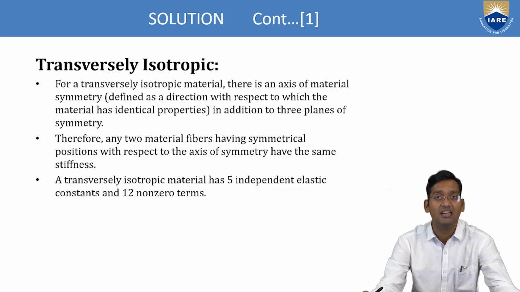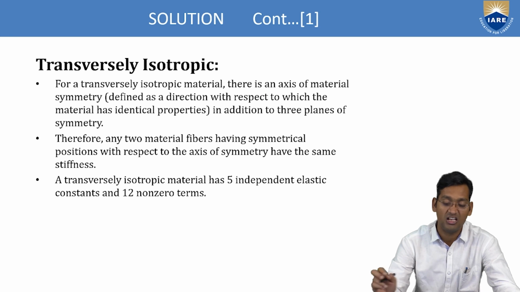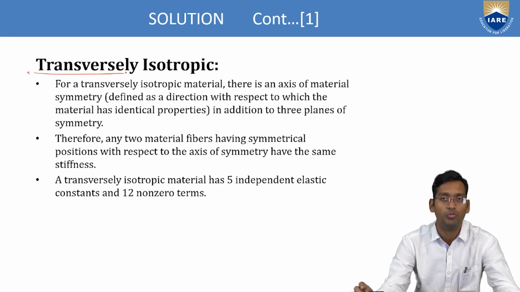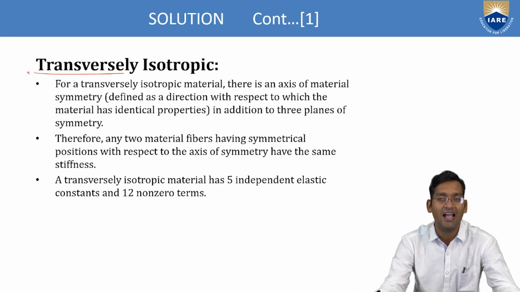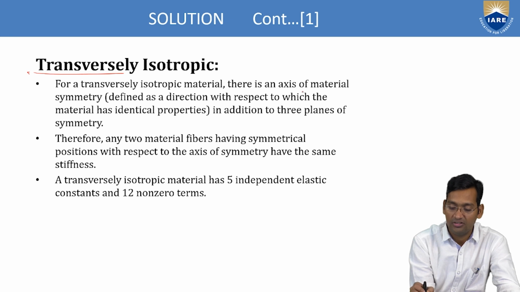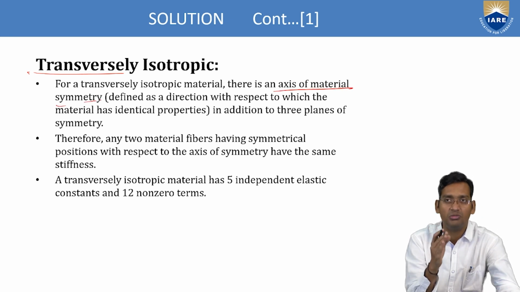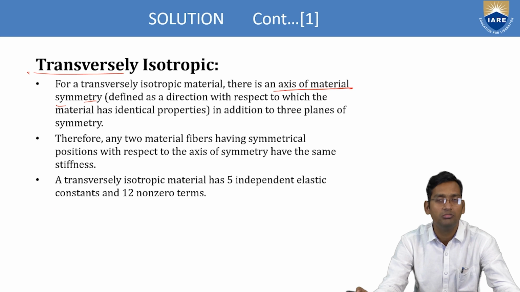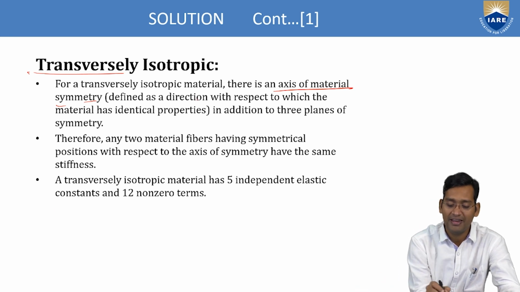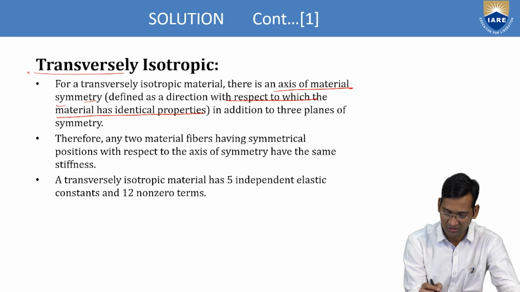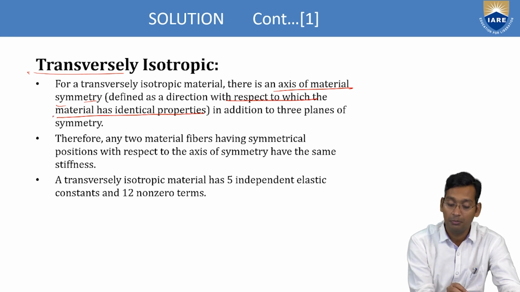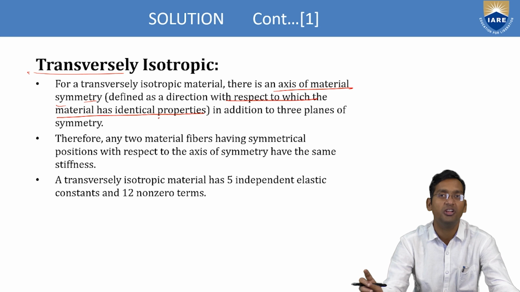Okay. Now next is transversely isotropic. Let's see here. It should be isotropic, but of the transverse type. So for a transversely isotropic material, there is an axis of material symmetry. The axis of material symmetry means one axis will be there, along which the material will be symmetrically distributed. It is defined as a direction with respect to which the material has identical property. So the material having that identical property, along that the direction will be there.